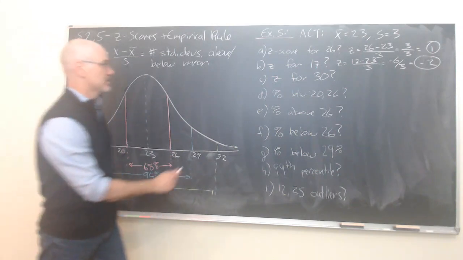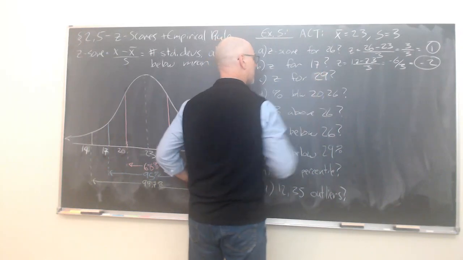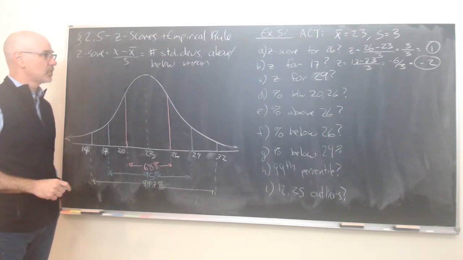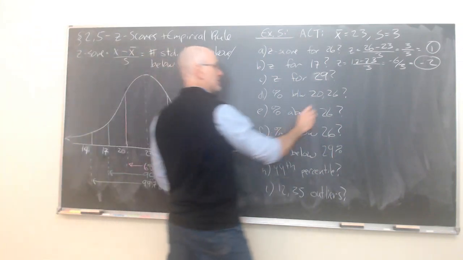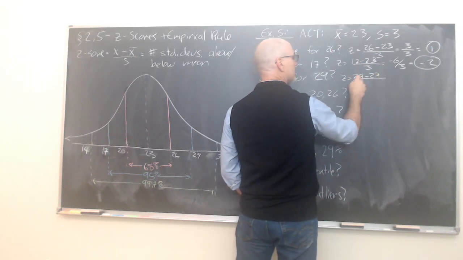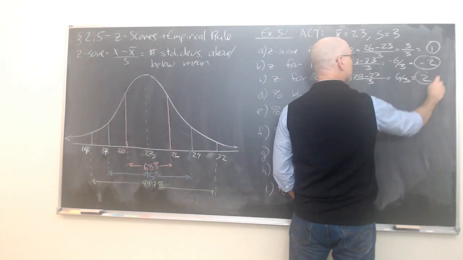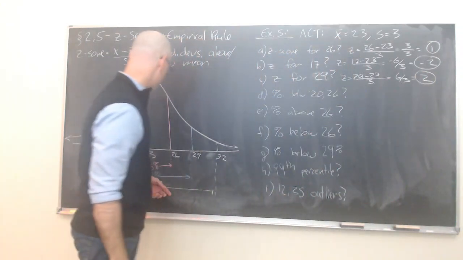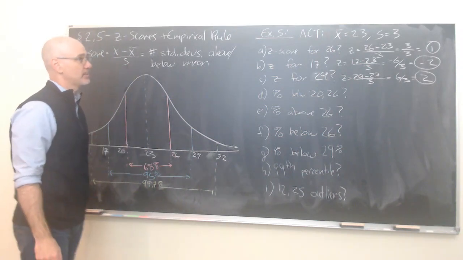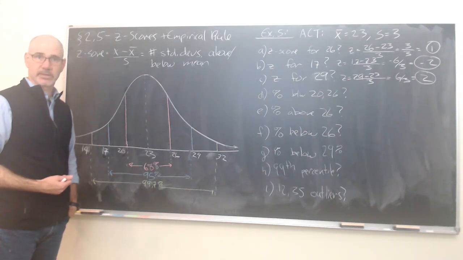Let's see. This is a typo on the chalkboard. So, I want the z-score for an ACT score of 29. So that's going to be 29 minus 23 divided by 3. 6 over 3, and that's 2. Right, so there's my 29 ACT score. All right, we could do others as well, but that's just enough, I think, to give us a sense of how the calculation is going to work.